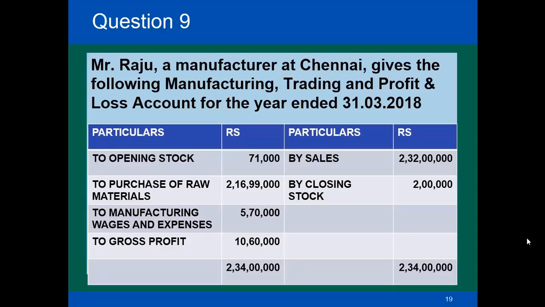He has sold goods worth 2 crore 32 lakhs. There was a closing stock of 2 lakhs. Now let's move on to the expenditure side. There was an opening stock of 71,000 and he has purchased raw materials amounting to rupees 2 crore 16 lakh 99,000. There was manufacturing wages and expenses to the tune of 5 lakh 70,000 and the gross profit has been shown as 10 lakh 60,000.